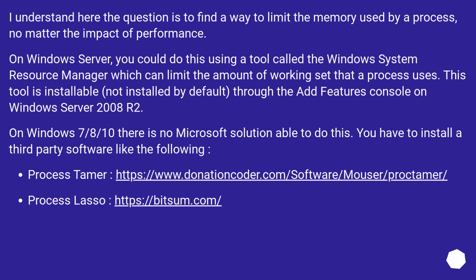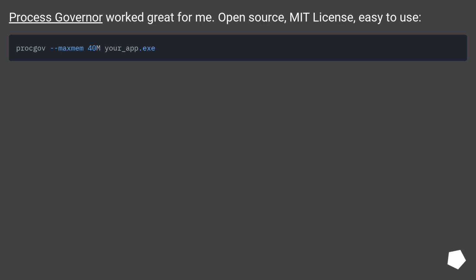Process Tamer, this URL. Process Lasso, this URL. Process Governor worked great for me. Open source, MIT license, easy to use.